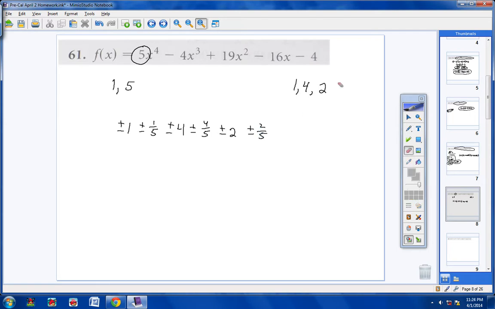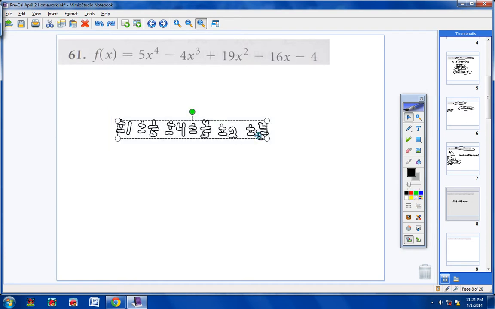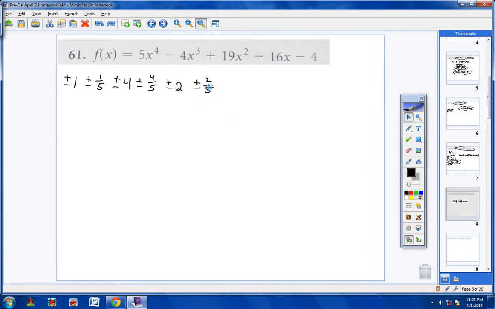If any rational zeros exist, I'm not saying they do, but if they exist for this function right here, then they will be somewhere in this list right here. So we're going to have to start checking each one of these numbers, okay? I just usually start with the positive 1 and work my way through, so that's what I'm going to do. Alright? Alright, here we go.